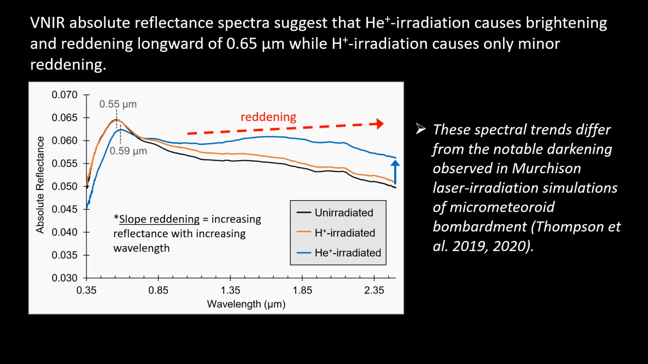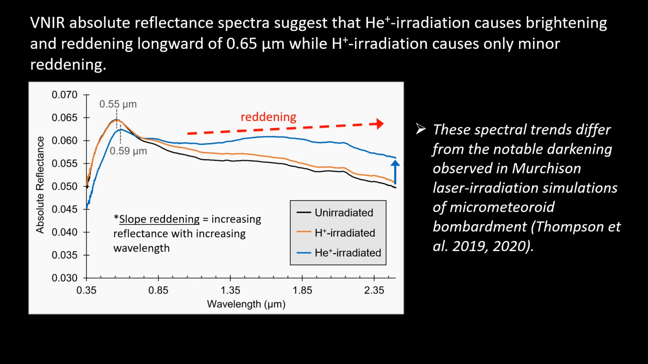Next is VNIR analyses. When compared to the unirradiated surface, absolute reflectance spectra suggest that helium irradiation causes notable brightening and reddening, longward of around 0.65 microns. In contrast, the hydrogen irradiated spectrum is pretty similar to the unirradiated spectrum, with only minor reddening.